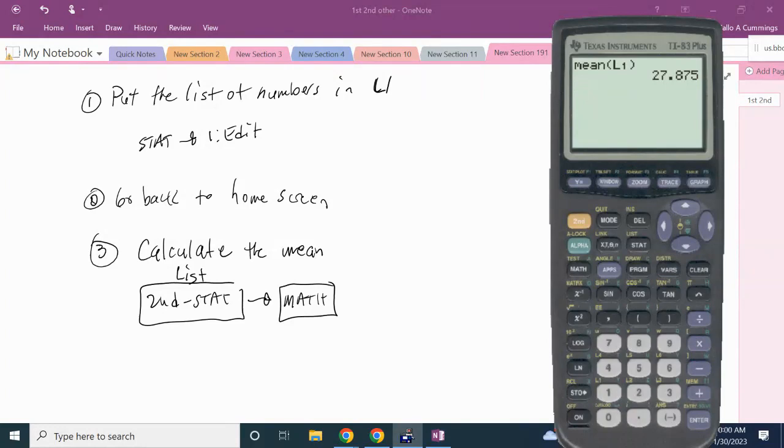Okay, so go back into this second and stat. Scroll over to math. Oh, we're doing it. That's right. There are 2 ways to do it. I'll show you both ways.